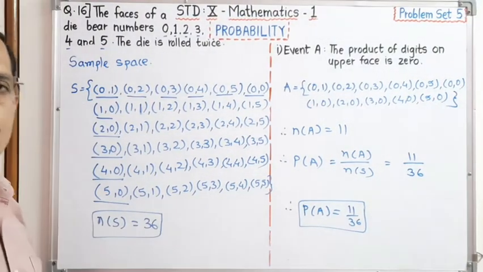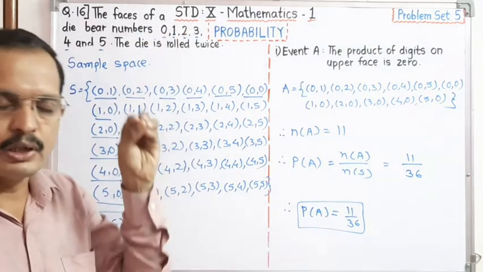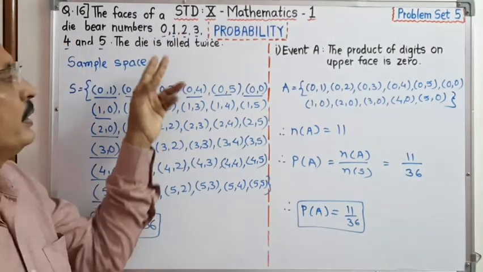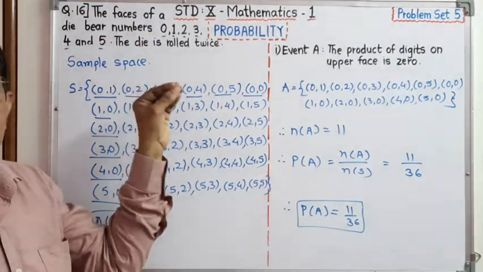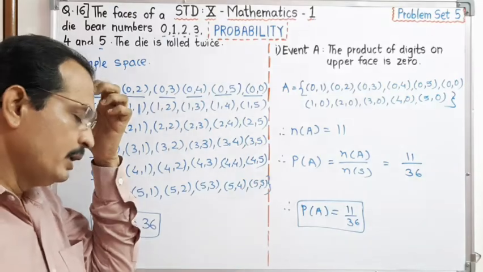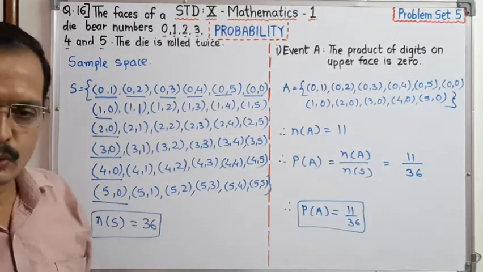What is important in this sum? You must understand this. If we roll a die, then it is 1 to 6. But here the numbers on the upper face are given. It is 0 to 5. Therefore dear student, it is an important sum. Write down this sum in your notebook.